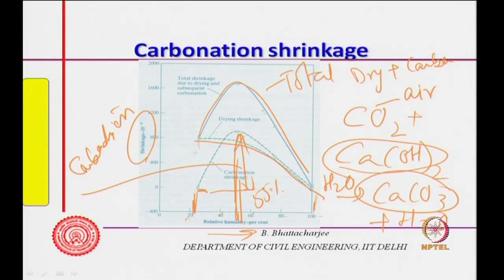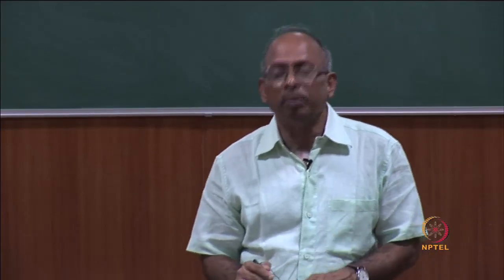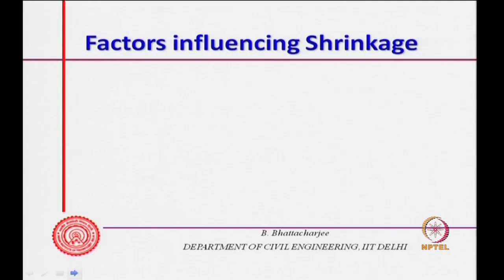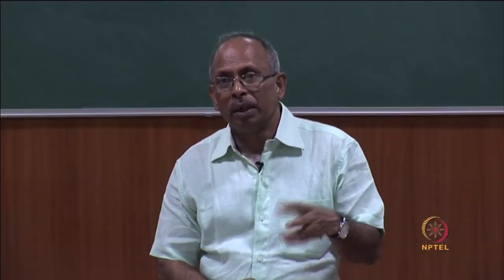We will discuss about this later. This is of course not very important, while the other two are very, very important, and we will look into those, and one has to estimate them, because shrinkage can cause cracking in certain types of structures. So, we have introduced shrinkage: chemical shrinkage, autogenous shrinkage, plastic shrinkage, and then we talked about drying shrinkage and carbonation related shrinkage, right.